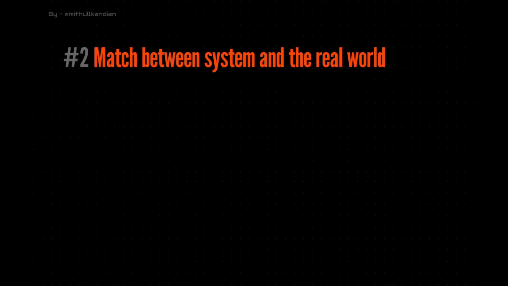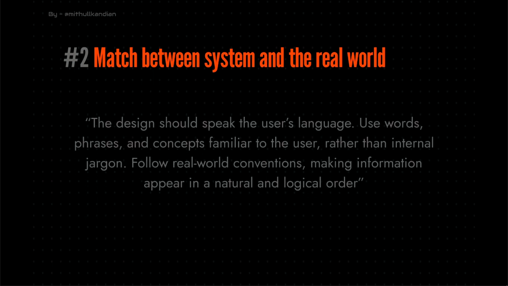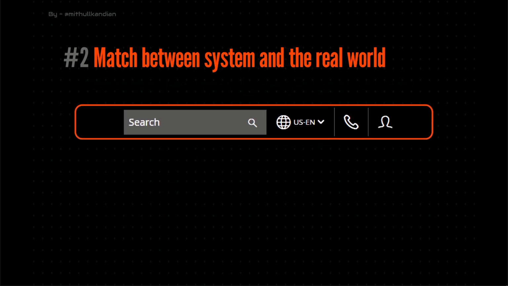Number 2. Match between system and the real world. The design should speak the user's language. Use words, phrases, and concepts familiar to the user rather than internal jargon. Follow real-world conventions, making information appear in a natural and logical order. Let's take an example here.